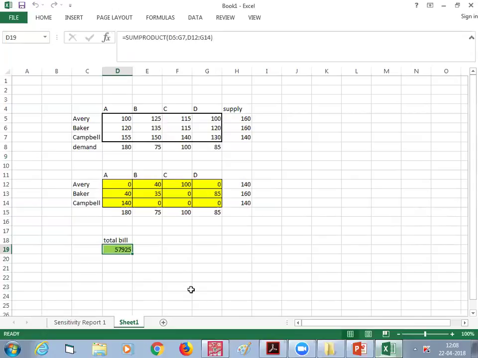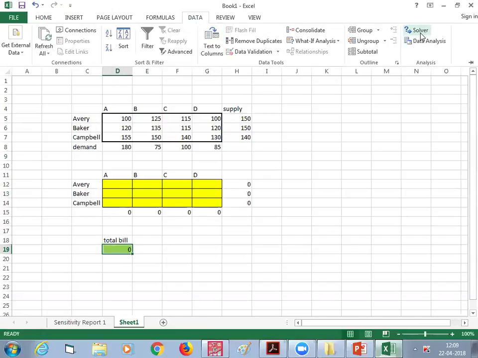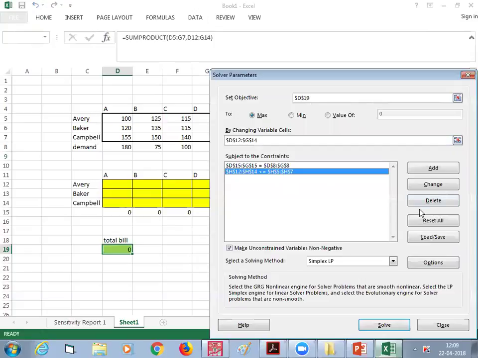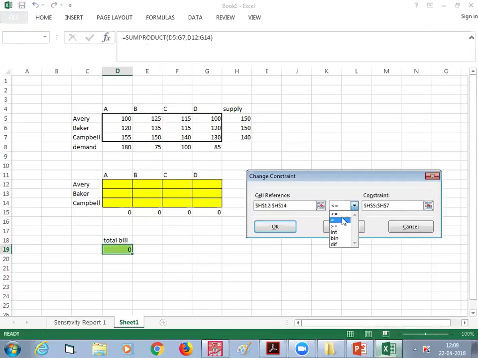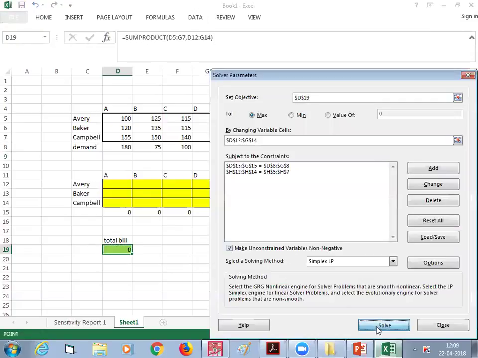Now, suppose it was balanced. Let's make it 150, 150. So when we have a balanced problem, both supply and demand constraints we take as equal to. So change this to equal to now. And we can solve.